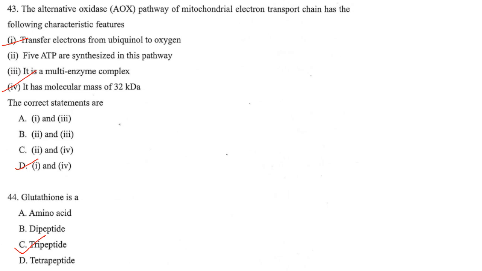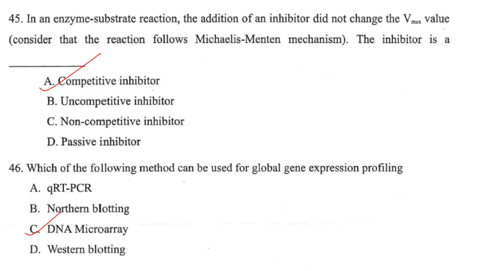Then next one. Glutathione is a... So glutathione, it is an antioxidant found in plants, animals, fungi, some bacteria and archaea. It is a peptide. It is composed of 3 amino acids, that is glycine, cysteine and glutamic acid. So glutathione is a tripeptide. Answer is option C.